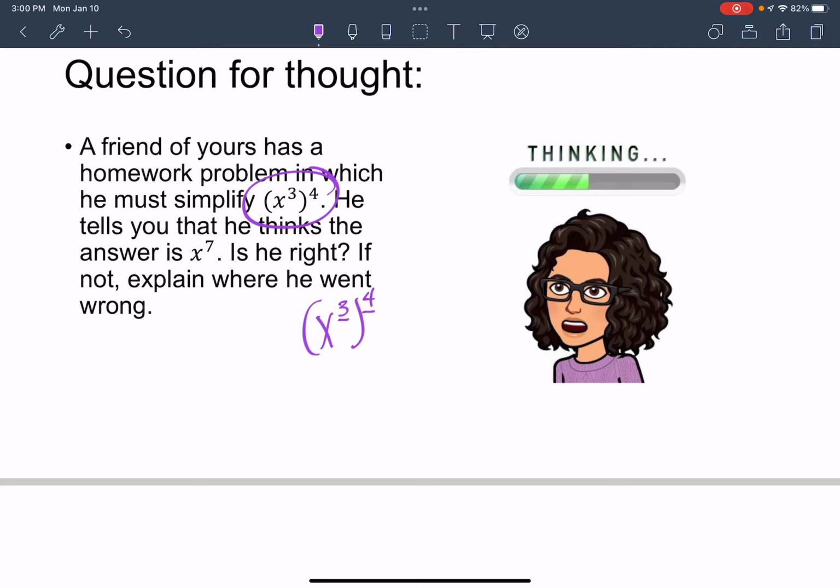So this is the same thing as x to the 3 times 4, which is actually 12. So x to the 12 is the correct answer. You only add the exponents when you're multiplying the number. X to the 7th would have been the correct answer if the problem had been x cubed times x to the 4th. That's when you add the exponents. You multiply them when it's a power being raised to a power.